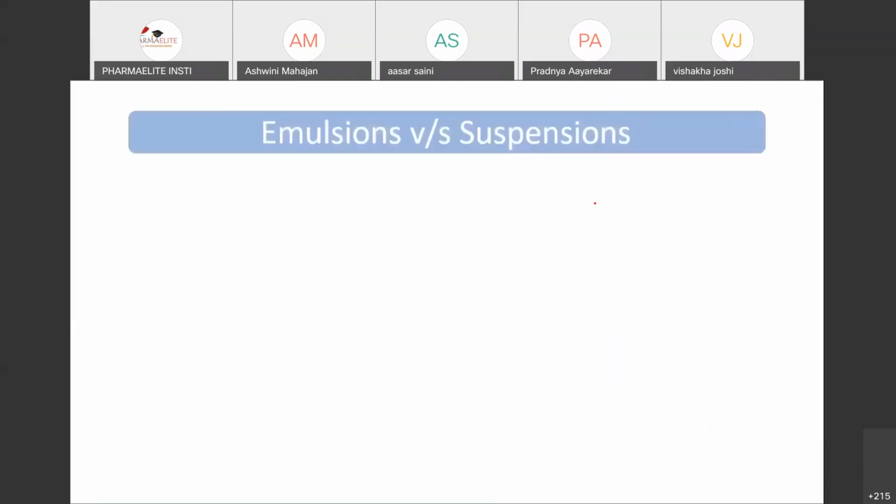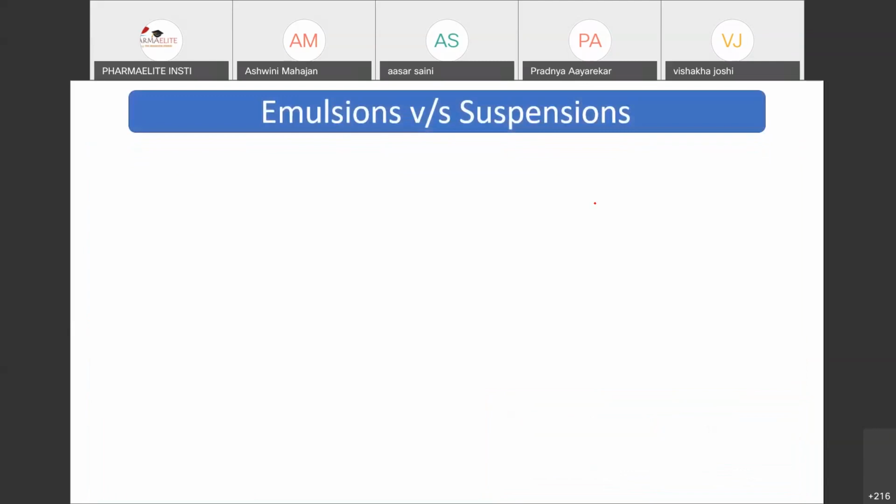Let's go ahead. Just a brief comparison between emulsions and suspensions, what makes emulsions different from suspensions. There are many things which overlap between emulsions and suspensions, which we usually take up when we are going to deal with suspensions, when we will be dealing with different theories like DLVO theory, Hofmeister series and all those things. Talking about emulsions and suspensions, a brief difference over here.